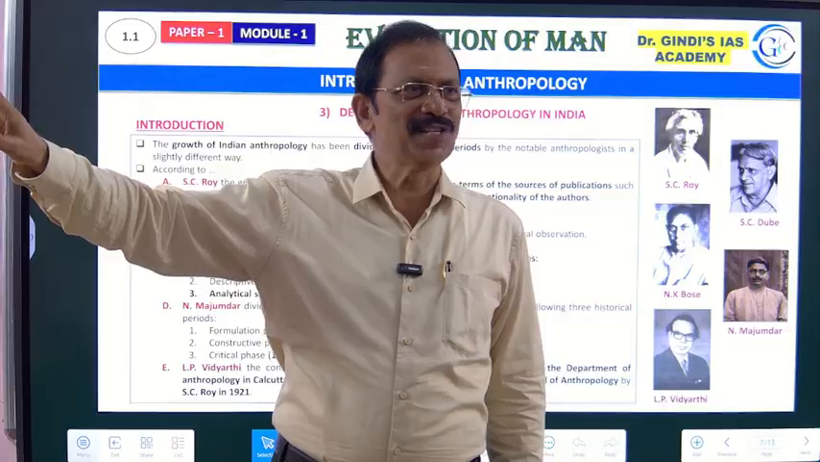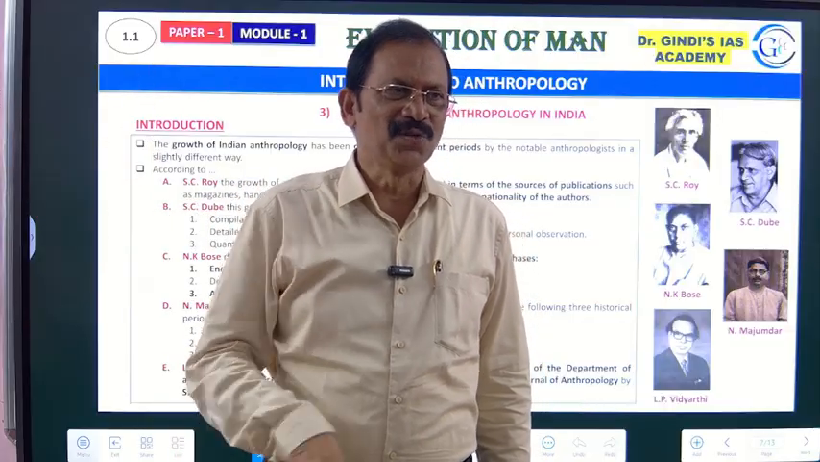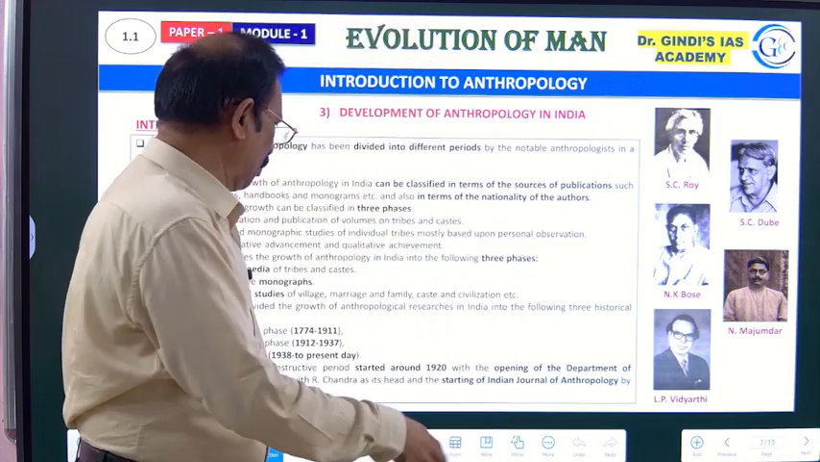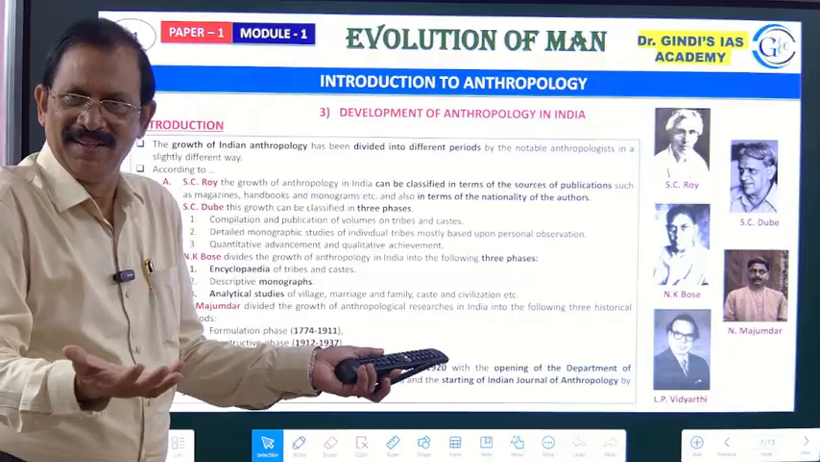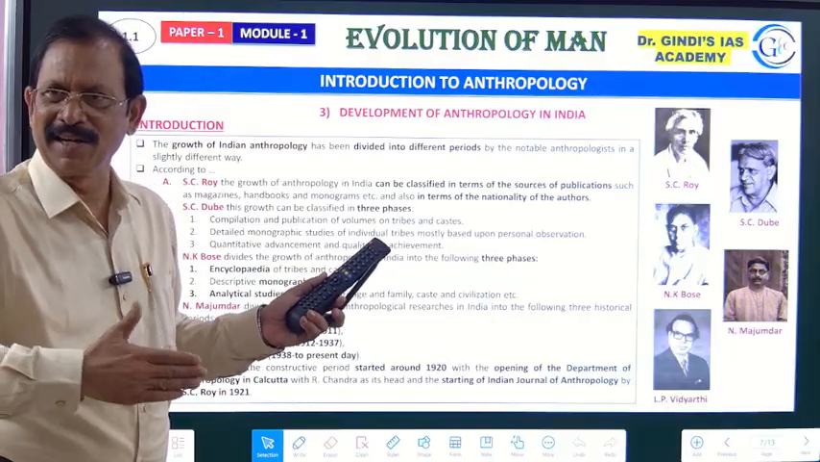Then only the students will come to the departments. Then only the research will go on. So this is the constructive period. Yes, you are going to construct the department. You are going to construct the formulation, already started with the conducting of research.